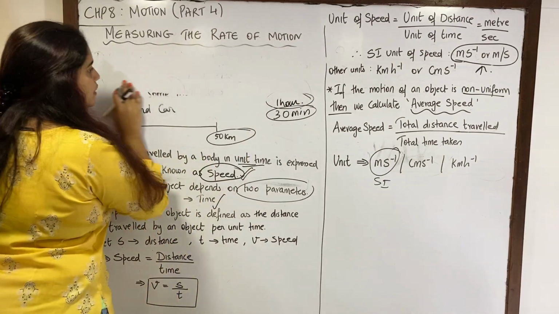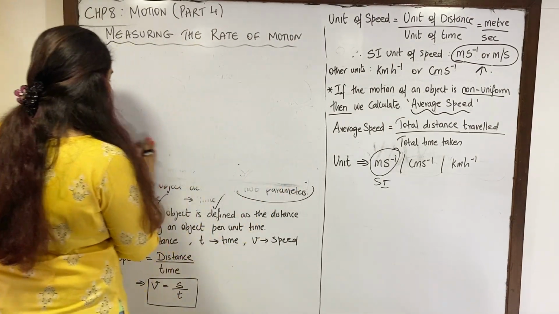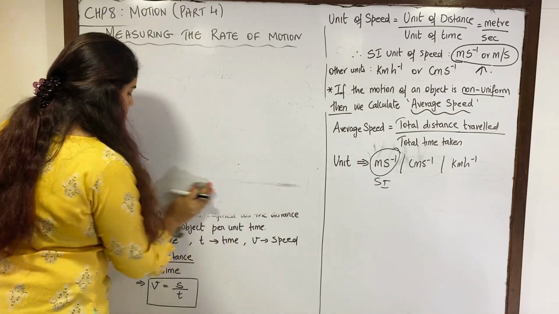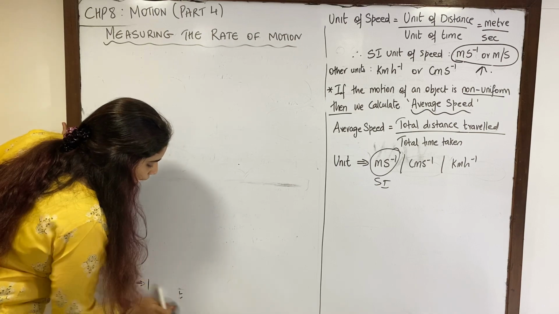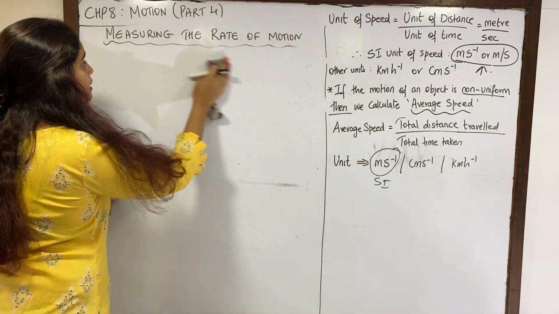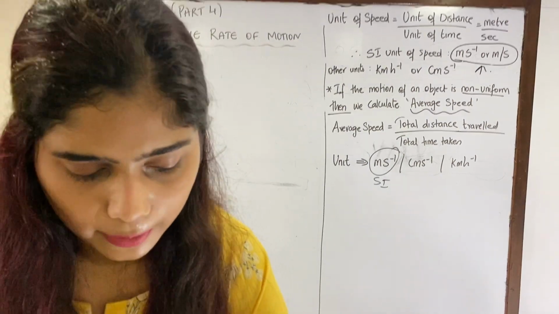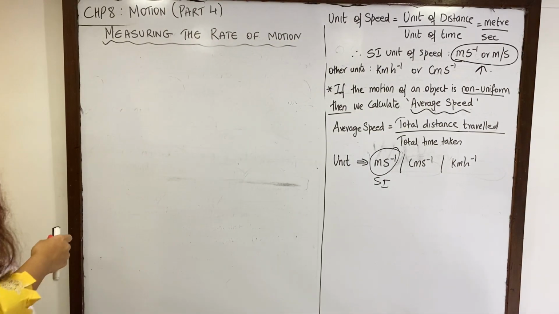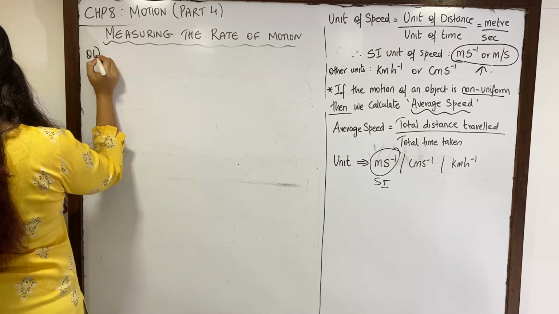So in today's video we have learned two formulas. One is of speed, and speed is what? Speed is distance upon time. And average speed is the next formula that we learned, and average speed is the total distance traveled upon the total time taken to travel that particular distance. So let us take down a question and solve it. So question 1.